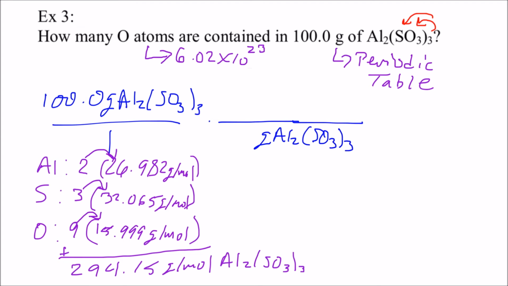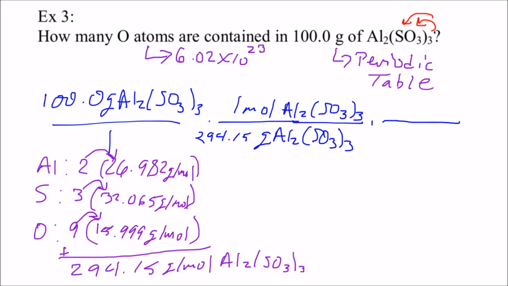So we're going to bring that number up here then. 294.15 grams of that stuff is equal to 1 mole of that stuff. Well, they didn't ask me about moles of this, they asked me about atoms of oxygen. So we've got to keep going. Now earlier we said that there are 9 moles of oxygen in 1 mole of this whole thing. And that's the next conversion factor that we're going to use.